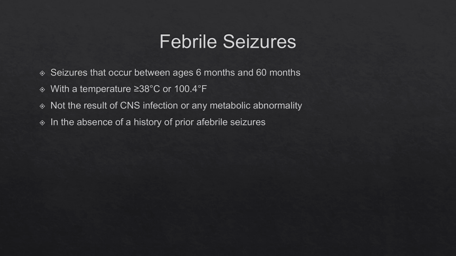What are the four things? It must occur between the ages of 6 months and 60 months. That means any child who is having a seizure before 6 months or after 5 years of age does not have a febrile seizure.